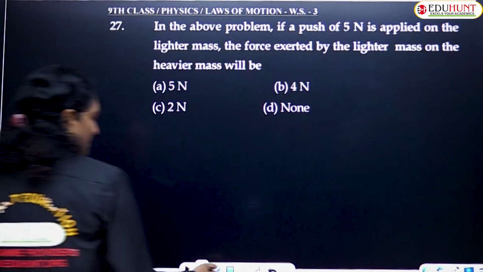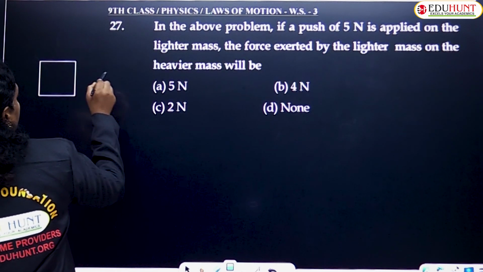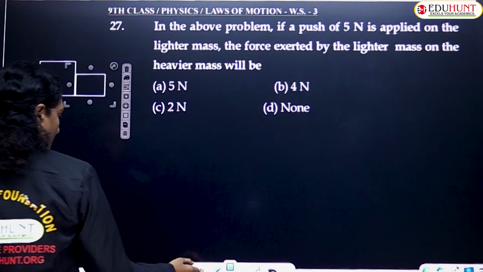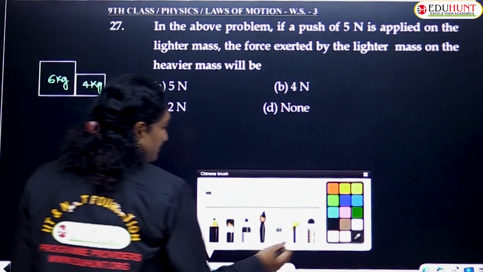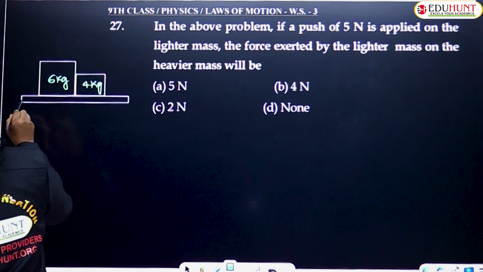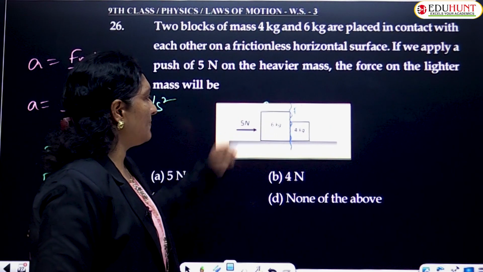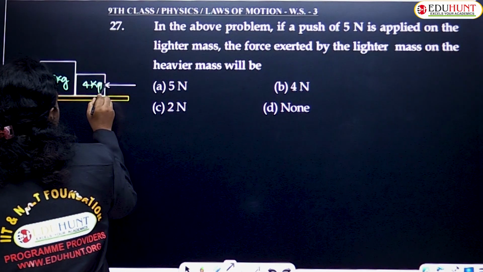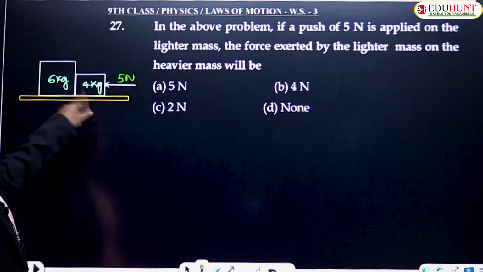Let us draw the diagram. So what is given, children? Here one bigger mass is given, this is 6 kg, and another smaller mass is given, this is 4 kg. So this is what was given. 6 kg, and here this is 4 kg. Everything was kept on a horizontal smooth surface. That's it. So earlier the 5 Newton force was applied on 6 kg. In this case, the same 5 Newton force. So look back at the question. 6, 4, 5 this way.